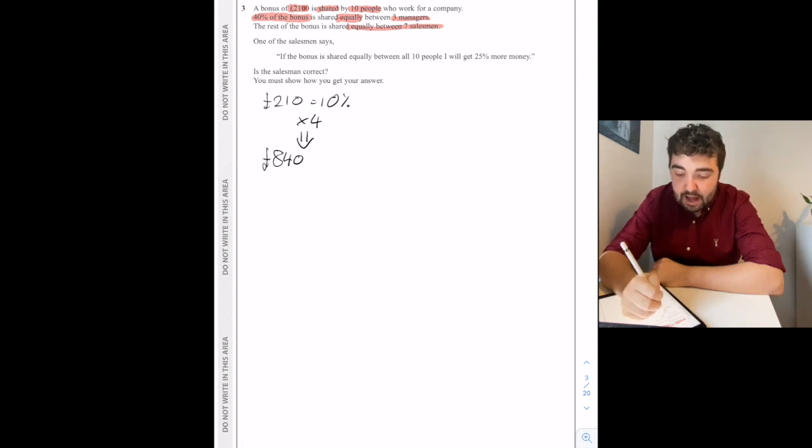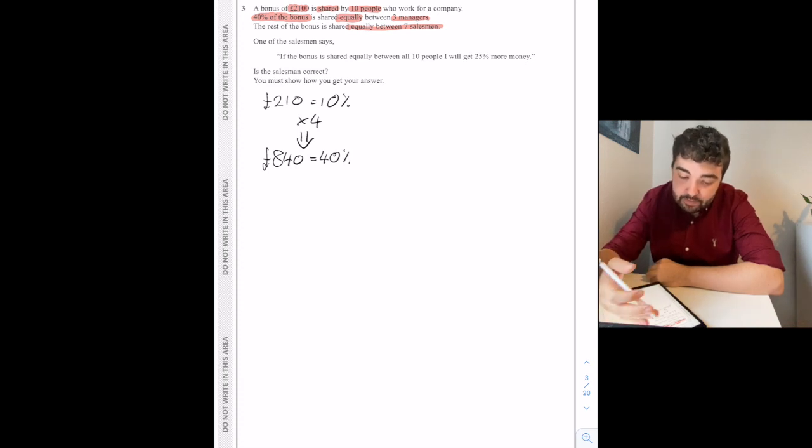I do the multiplications a bit straight away. It is a non-calculator paper. If you want me to do a video on how to multiply fast or in your head, just let me know and I'll do that. So that 840 is going to be 40%.